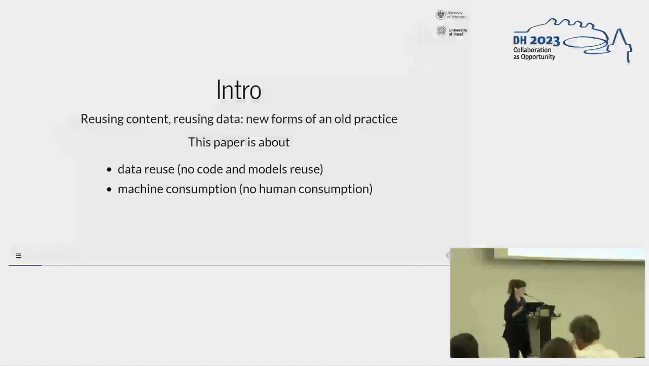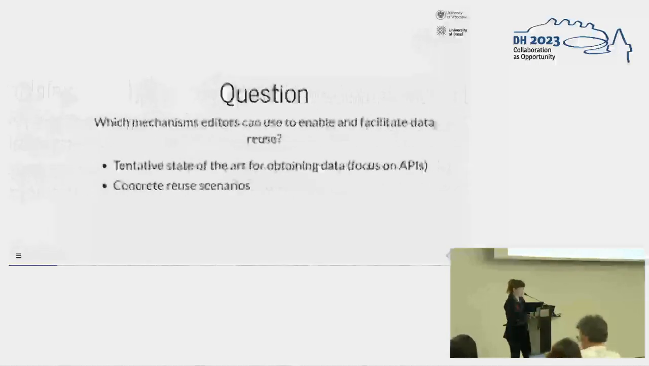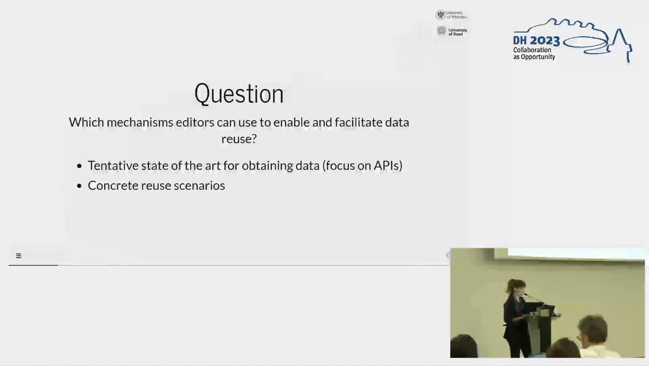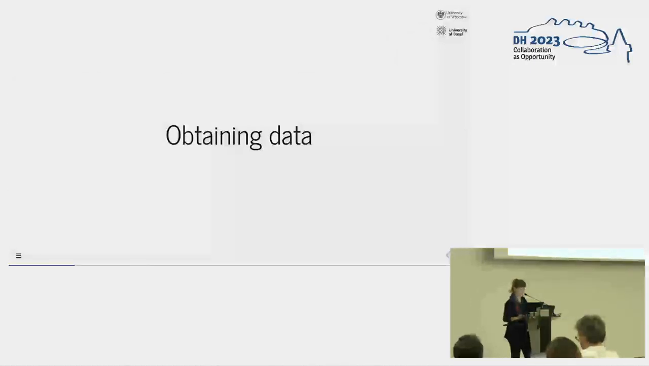And I will only talk about the reuse of data, so not about the reuse of code or about the reuse of models. And to limit the scope of the paper, I'll intentionally leave outside many points related to research data management, which is one of the frameworks that we can use to deal with this question of data reuse. So questions such as licensing, versioning, formats, volume, but we can talk about them in the Q&A if you want. And in particular, we will try to understand which mechanism the editor can use to enable and facilitate data reuse. And to answer this question, we look at how to obtain the data and then at some concrete reuse scenarios. Not sure we have a lot of time for the reuse scenarios, but I'll try.